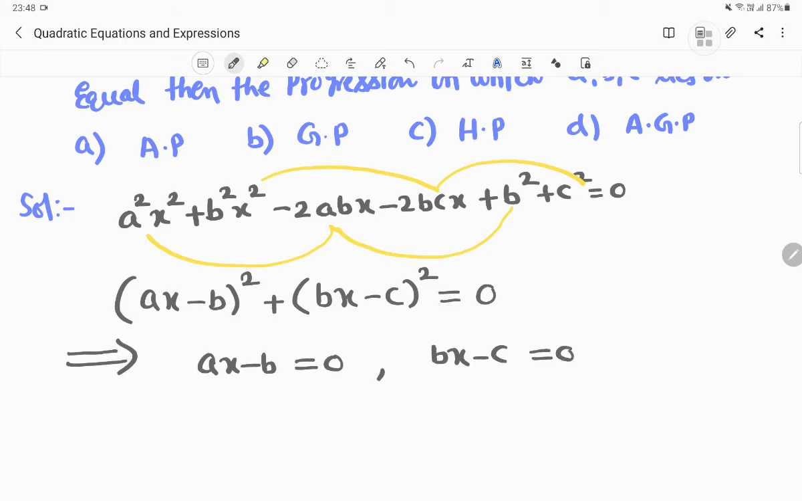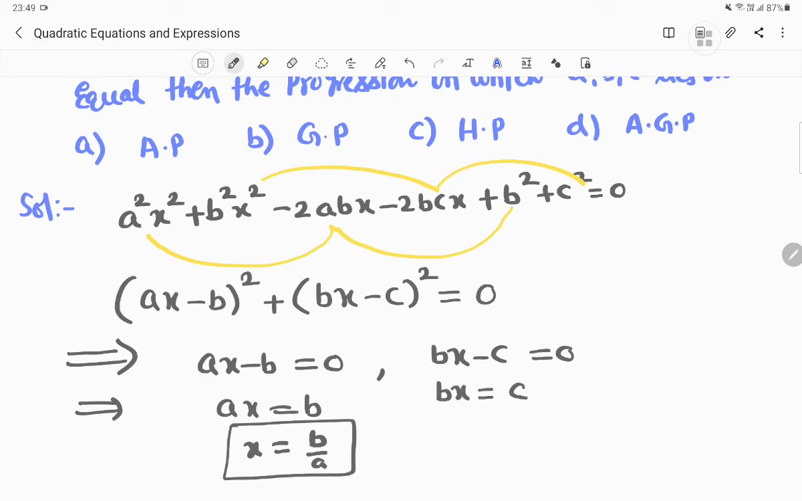Just now I told you, a² + b² = 0, the sum of the squares of the numbers equal to 0, so each number should be equal to 0. So ax − b = 0 means ax = b, so x = b/a. Similarly, bx − c = 0 means bx = c, x = c/b.